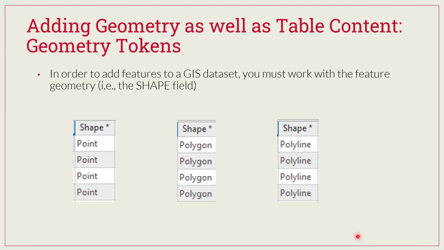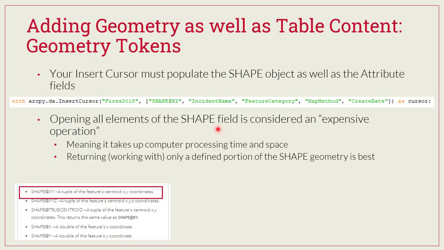Knowing GIS data, specifically feature data, those points, lines, and polygons, you know that the geometry of a data set is stored in the shape field. And the shape field is what tells you what type of feature class it is, whether it's a point, a polygon, or, and you'll see polyline here, just remember that line and polyline are the exact same thing. It is within the shape field that you see that. In order to add new records to a GIS feature data set, you must also add the geometry to your code, and that's where the geometry token comes in. So your insert cursor is going to populate the shape object as well as your attribute fields.